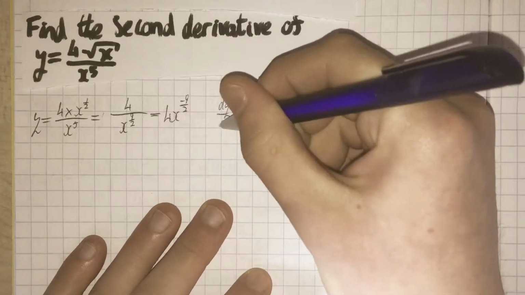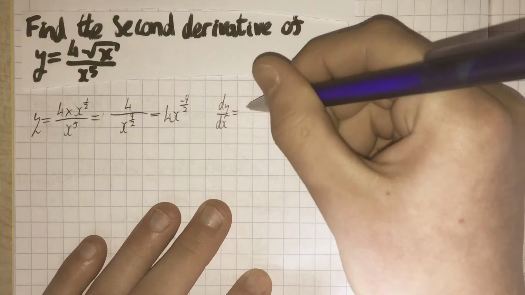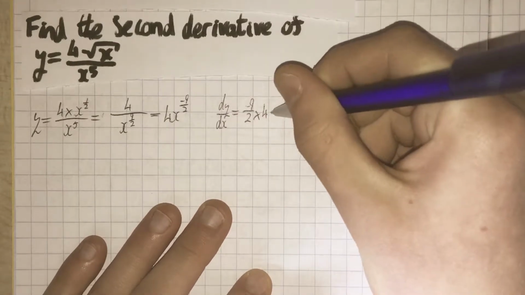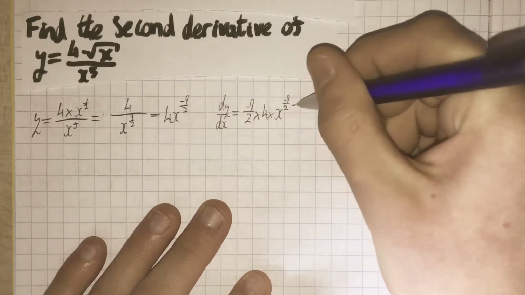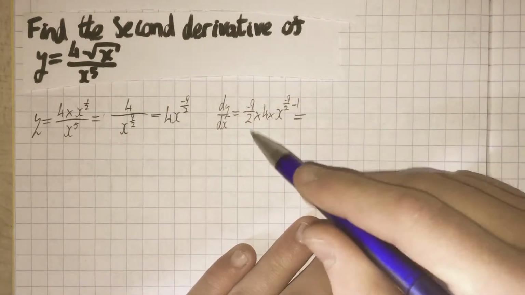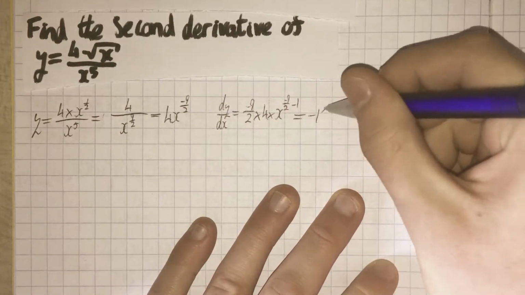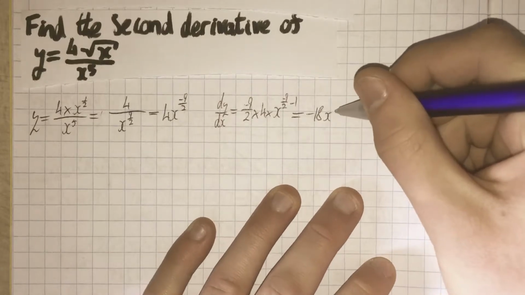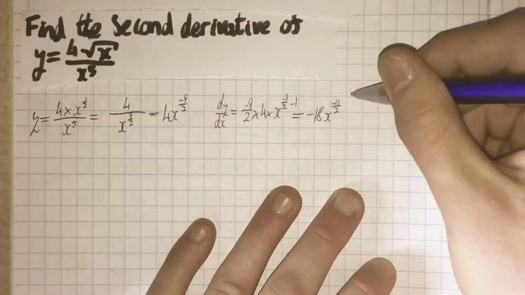Right. dy dx equals minus 9 over 2 times 4 times x to the power of minus 9 over 2 minus 1, which is going to equal, the 4 and the 2 will cancel off, which means you just have 2 times minus 9, which means you have minus 18 on top, and that's times x to the power of minus 11 over 2.